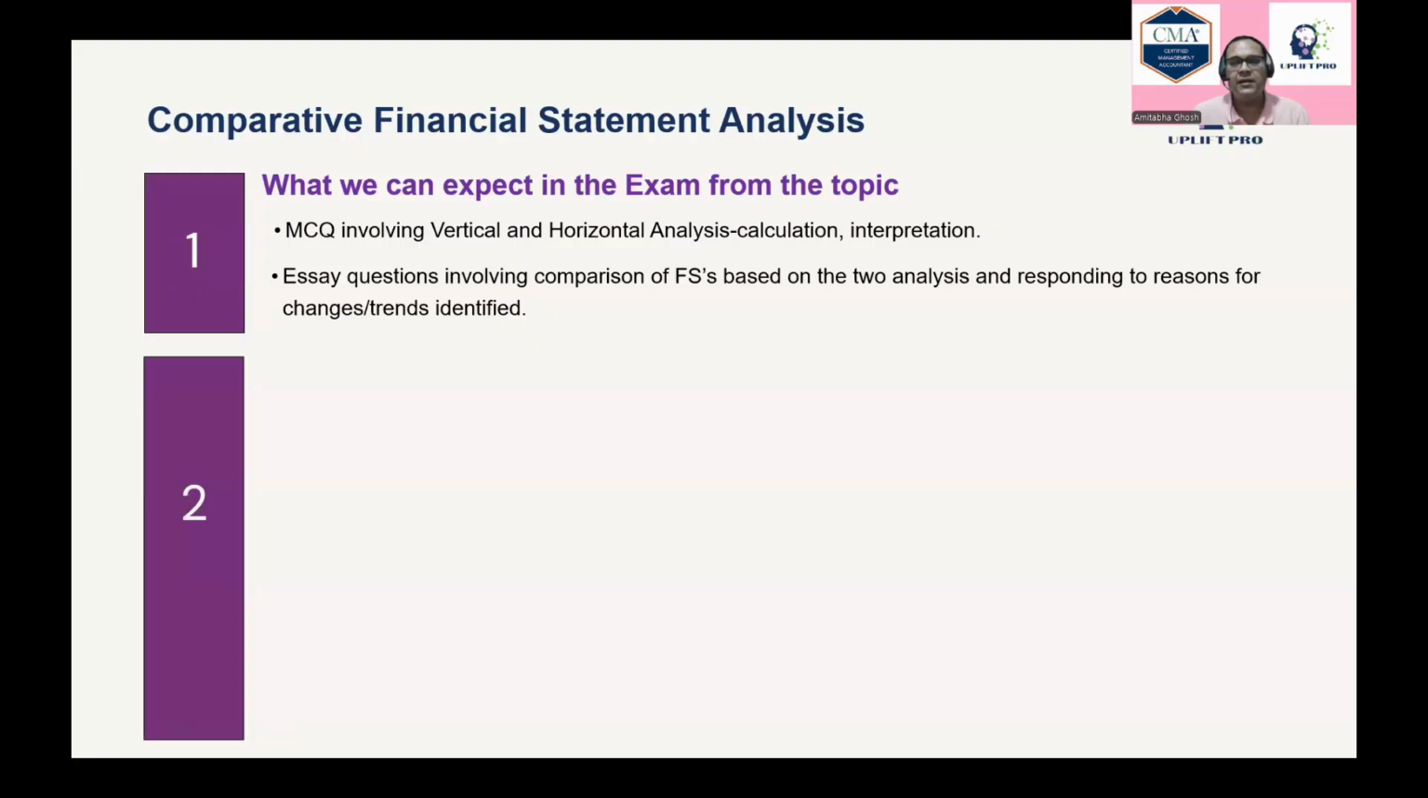Let's see the questions that may come from here. Firstly, as the US CMA is structured, we may have MCQs and essay questions. Specifically, comparative financial statement analysis is of two types, the vertical and the horizontal analysis. So naturally, from MCQs, there might be calculations which may be asked for, and the interpretations from those calculations, which may come from both these two types of analysis. What these two types of analysis actually include, the concept and some examples, we'll go through in further detail.